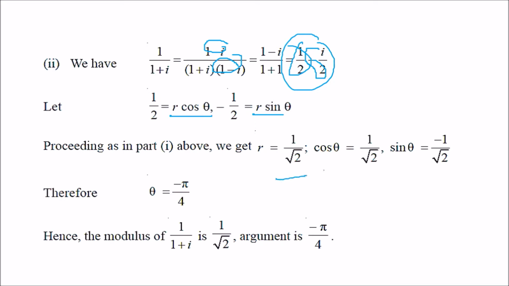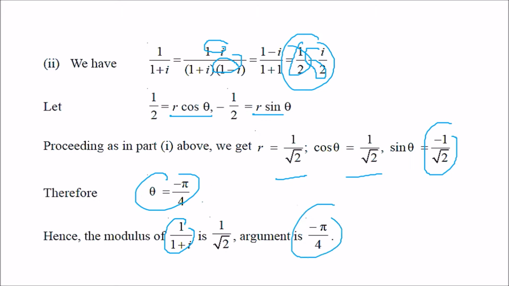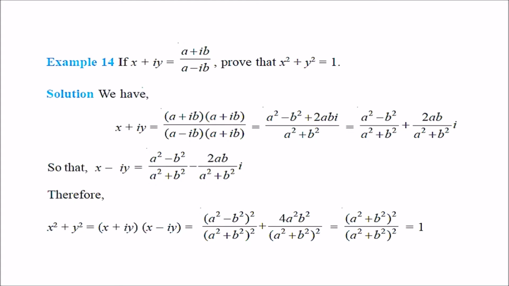Square and add. r is going to be 1 by root 2. Cos theta is equal to 1 by root 2, and sin theta is minus 1 by root 2. Sin theta is minus, that means theta is going to be minus pi by 4. So the modulus of 1 by 1 plus i is equal to 1 by root 2, and the argument is going to be minus pi by 4, as you see here.